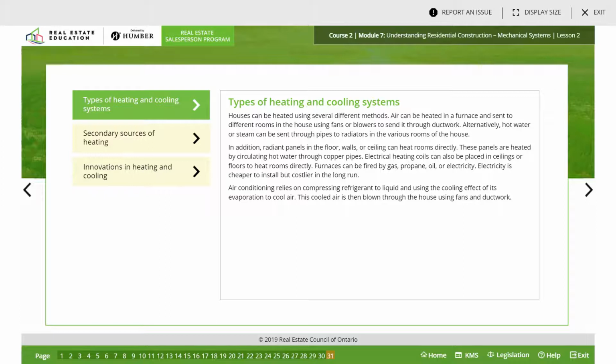Alternatively, hot water or steam can be sent through pipes to radiators in the various rooms of the house. In addition, radiant panels in the floor, walls, or ceilings can heat rooms directly. These panels are heated by circulating hot water through copper wires. Electrical heating coils can also be placed in ceilings or floors to heat rooms directly. Furnaces can be fired by gas, propane, oil, or electricity. Electricity is cheaper to install but costlier in the long run.